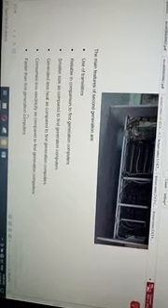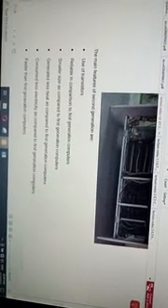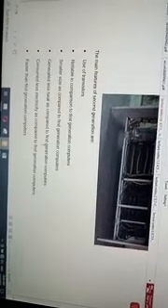Consumes less electricity as compared to first generation computers. It's faster than the first generation of computers. So these are the characteristics of the second generation computers. You know, there is always a difference between the first and the second, of course. We move on to the third generation computer.